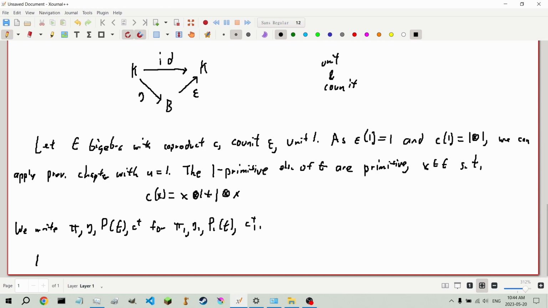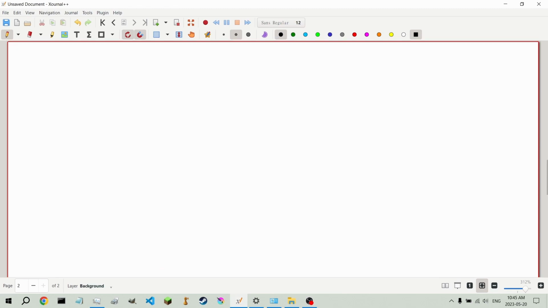Here comes our first proposition, which kind of ties everything back to the main theme of this whole series: the set of the primitive elements of E is a Lie subalgebra of E. Let's take a look at the proof of that.